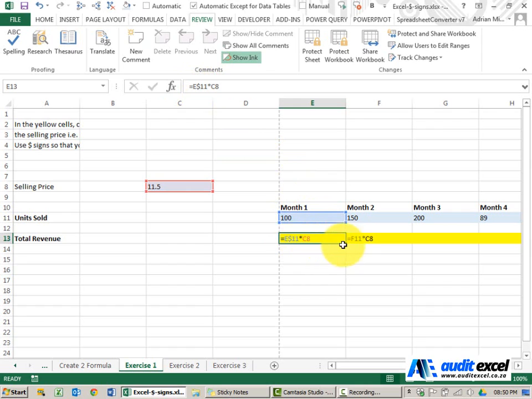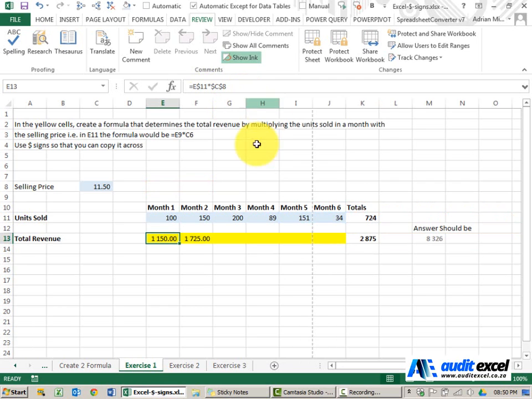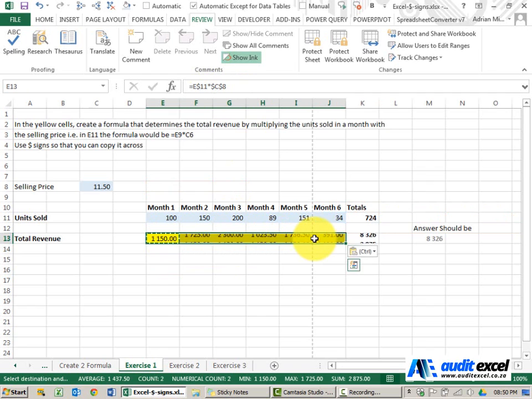And when you look at this formula and this formula, you can see they're both C8. Both have got C's, both have got 8s. So we're going to put a dollar sign on the C and the 8. And I can now copy and paste that, and we get our solution.